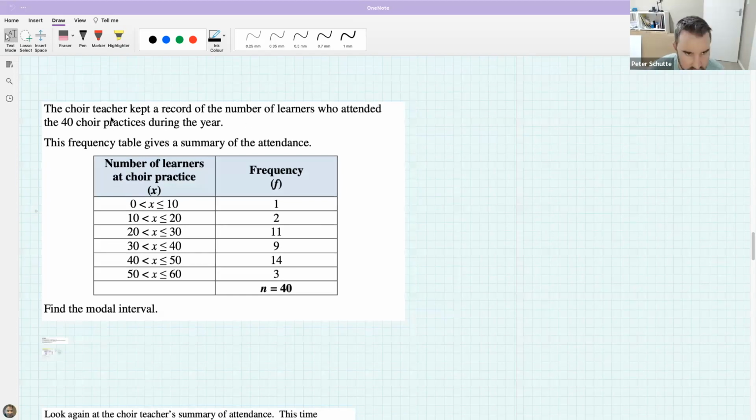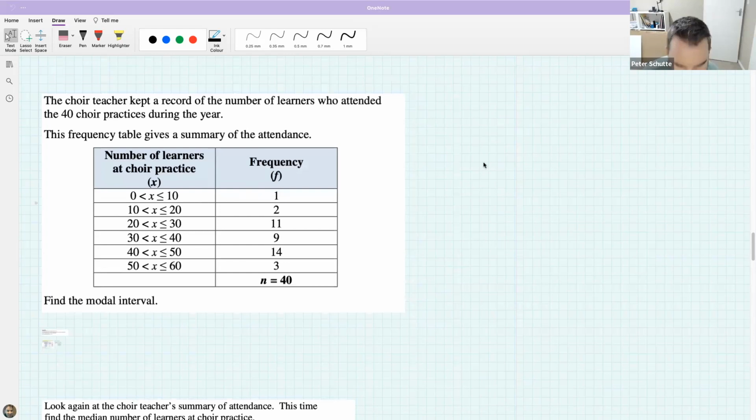But first of all, it says, a choir teacher kept a record of the number of learners who attended the 40 choir practices during the year. So there were 40 times that the choir met. Once there were between 0 and 10 learners at choir practice, so that was a quiet day at choir practice. Twice they were between 10 and 20. 11 times they were between 20 and 30 students, and so on. So that's what the table is about.